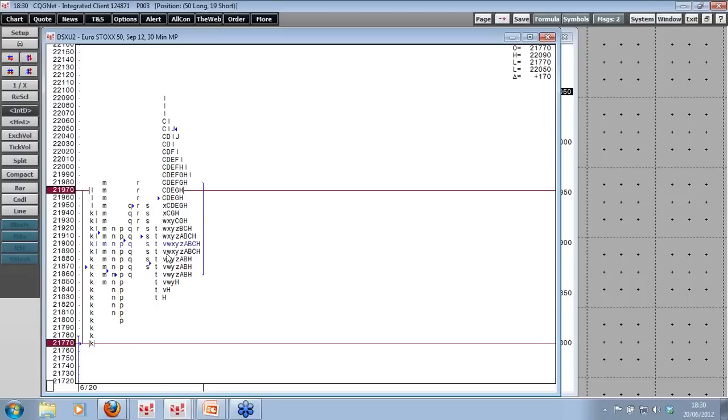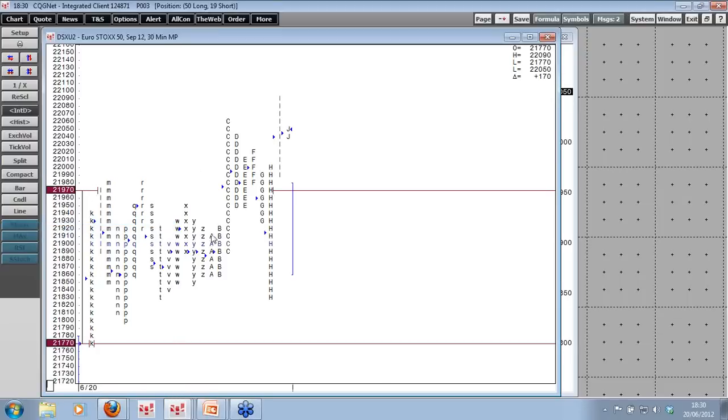As the morning went on, we got into the European lunchtime, so it probably would have quietened down. And we just settled around the middle of the day. What you will notice is it never actually got near the low of the initial balance.